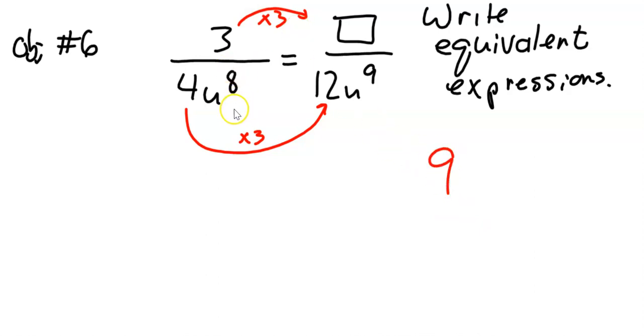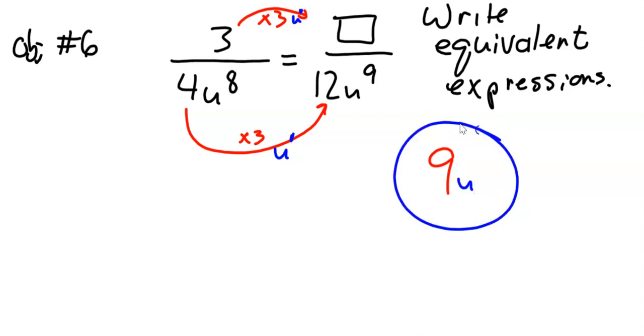I had u to the 8th. Now I've got u to the 9th. I added an extra u. So I'm multiplied by basically u to the 1st. Same thing up here, you're going to have to multiply by u to the 1st to make that a non-u. There you go.